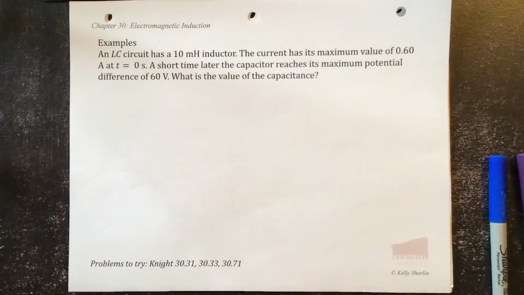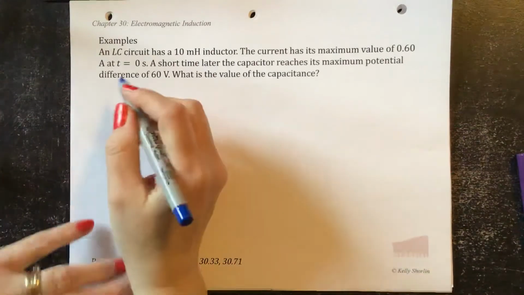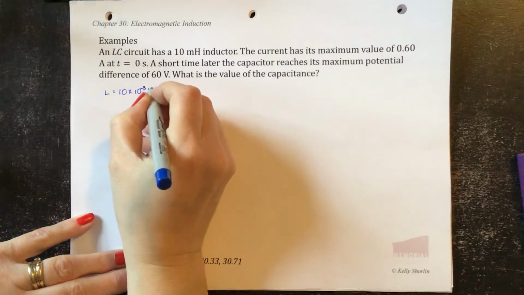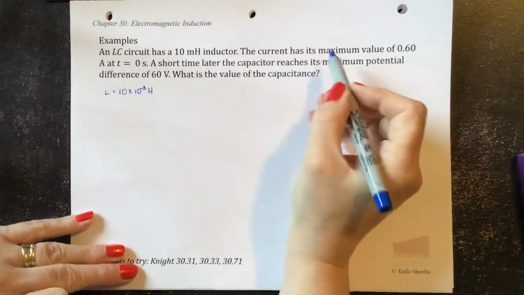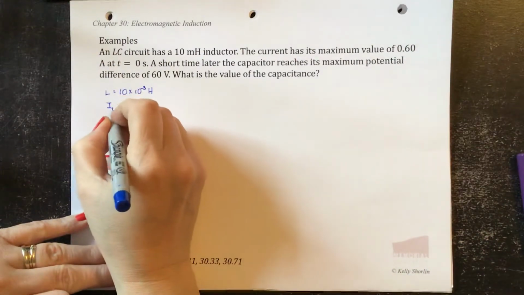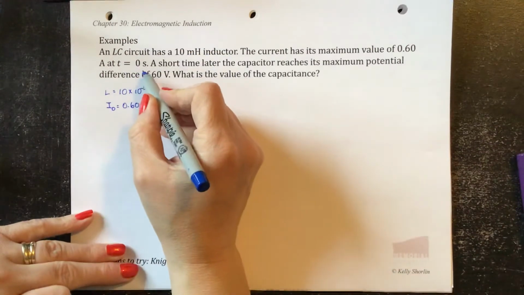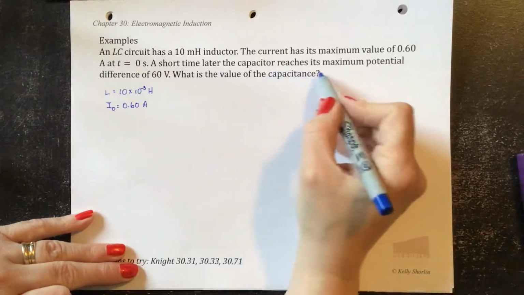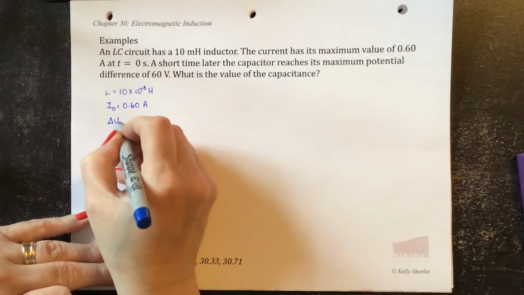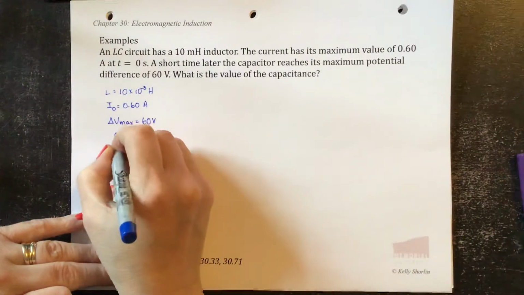Let's start with a set of examples now. An LC circuit has a 10 millihenry inductor. L equals 10 times 10 to the minus 3 henries. The current has reached its maximum value of 0.60 amps, and that happens at t equals 0 seconds. A short time later, the capacitor reaches its maximum potential difference of 60 volts. What is the value of the capacitance?